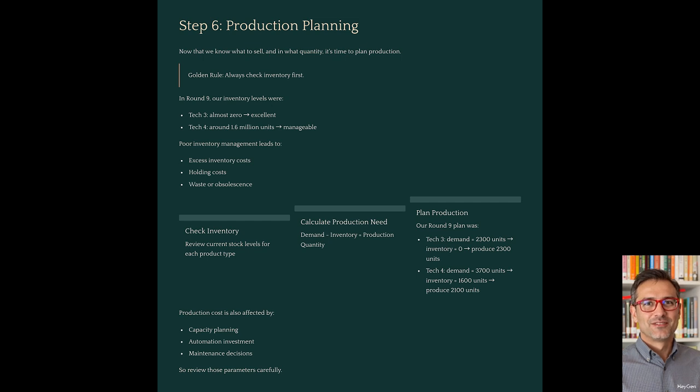Once inventory is accounted for, use your sales forecast from Excel and deduct existing inventory to determine production quantity. Our round 9 plan was Tech 3, demand equals 2,300 units, inventory equals 0, produce 2,300 units. Tech 4, demand equals 3,700 units, inventory equals 1,600 units, produce 2,100 units. Production cost is also affected by capacity planning, automation, investment, maintenance decisions, so review those parameters carefully.